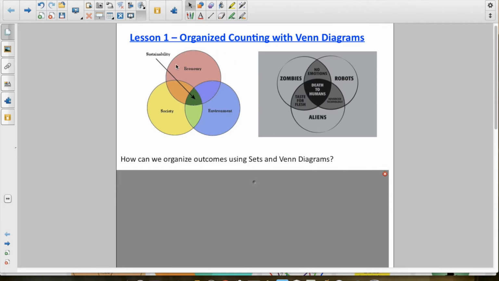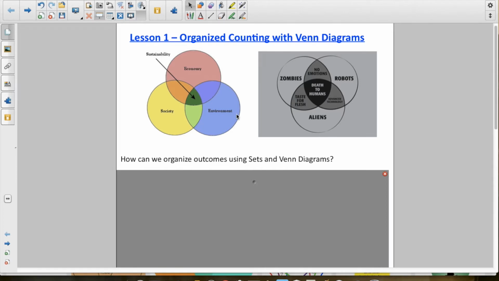Here's a classic example. We've got three circles here. Each circle represents a set or collection of ideas, in this case, the environment, society, economy, and they overlap or intersect, we would say in math, in certain ways. And in this case, all three of them overlap here. And they've used this idea of sustainability.